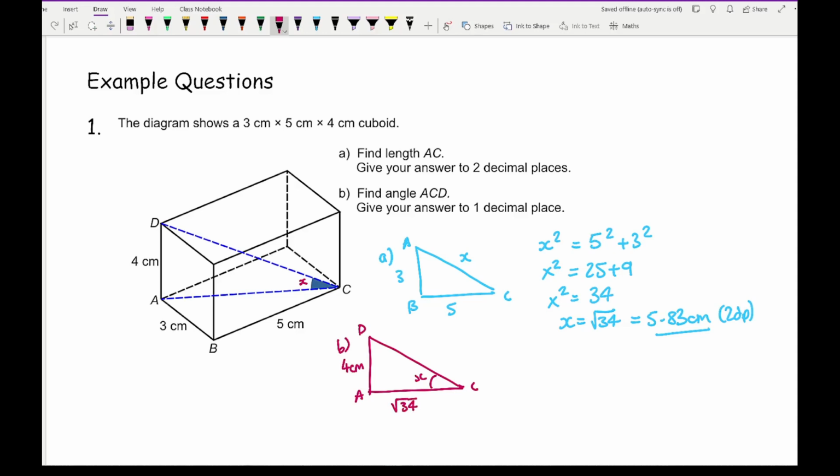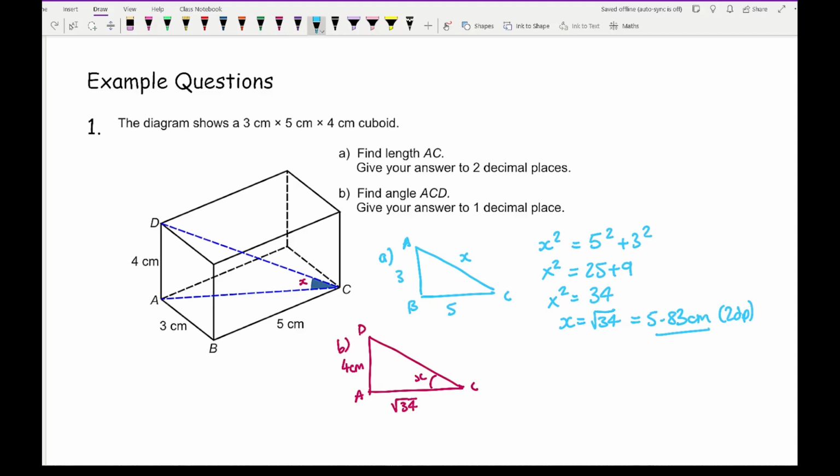The reason why I'm using root 34 is because I want to keep that length as accurate as possible. I could use 5.83, which would be absolutely fine because I've used a few extra decimal places. But if you want to be super accurate, then try and use the exact answer. So from this is where I've got 2 sides and I'm working out an angle.